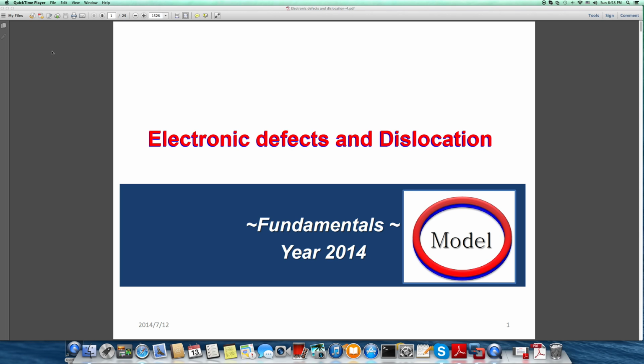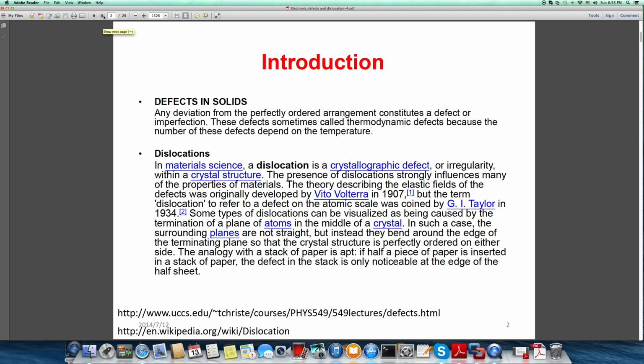Hello there. Today's topic, I'll be talking about electronic defects and dislocation. Before I talk more about electronic defects or material defects, let's think about what material defects are. A defect, by definition, is any deviation from the perfectly ordered arrangement, and it is called a defect or imperfection. These defects are sometimes called thermodynamic defects because the number of these defects depends on the temperature.